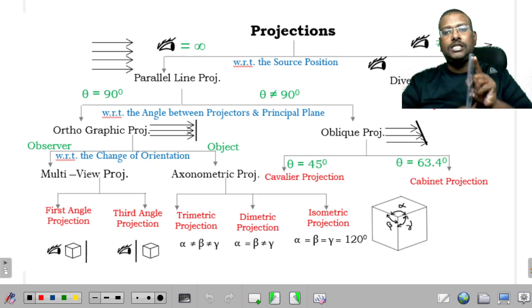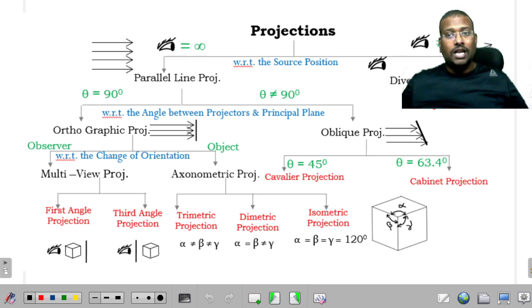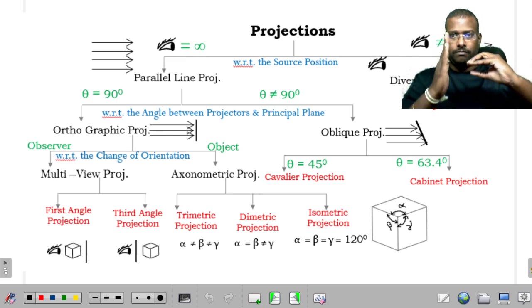Based on the principal plane, we divide this parallel line projection into two broad classifications. What are those two classifications, sir? These are the projectors. We get the side view like this, the lines like this, and assume this is a principal plane.